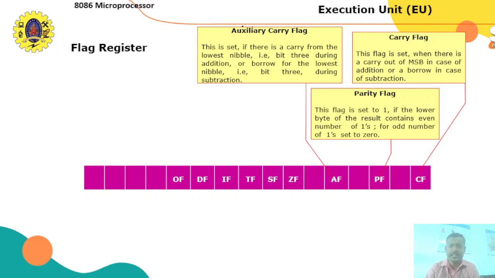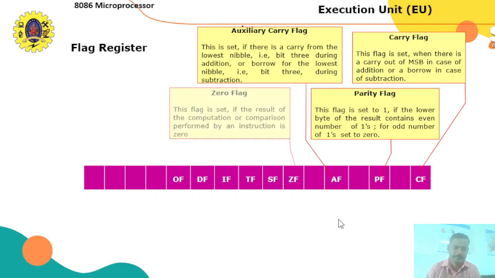Whenever there is a carry from the lower nibble to the higher nibble, that is from the D3 bit to D4, that carry will be indicated by this auxiliary flag. If there is a carry flow from the lower nibble to the higher nibble, it will be indicated with this auxiliary flag. This is most useful whenever you are performing BCD arithmetic operations.